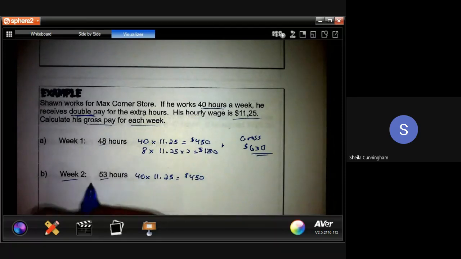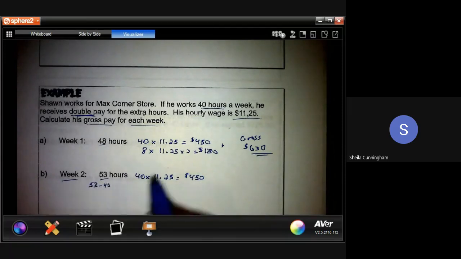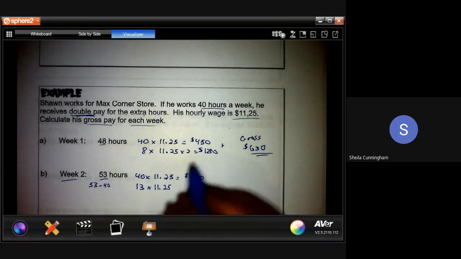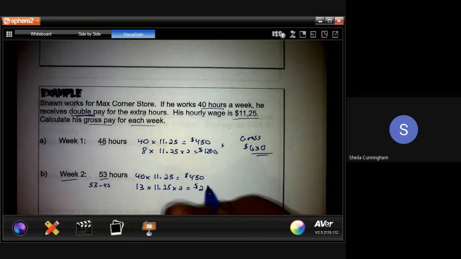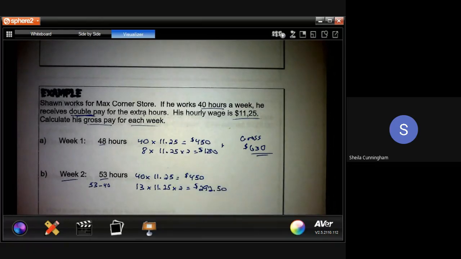What does he have left? Well, 53, subtract the 40. He's got 13 hours of overtime. Because it's double time, he's taking the $11.25 and timesing it by 2, because he's doubling his hourly rate when he works any of his overtime hours. In this case, he is making $292.50. So if we take that plus his regular 40 hours, he grosses $742.50.